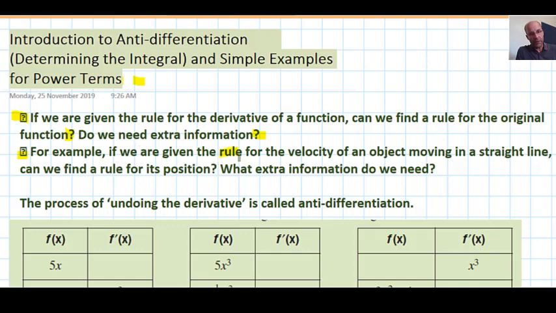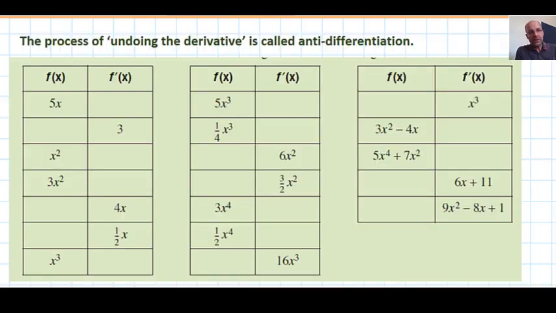An example might be if we're looking at velocity of an object, which is an application of the derivative. Can we reverse that, find the antiderivative, and come up with a rule for its position? Because you might remember if we take the derivative of position or displacement, we can get velocity. And again, do we need extra information, or can we just go ahead? The process of undoing the derivative, reversing it, is called antidifferentiation, which seems fairly obvious, I suppose. Anti meaning opposite or the other way.